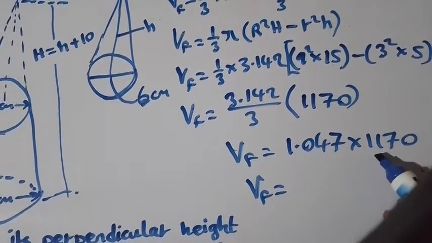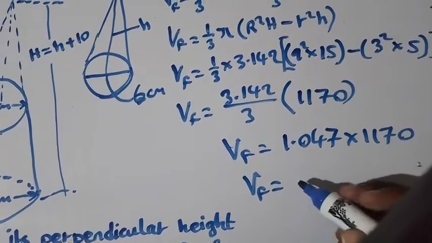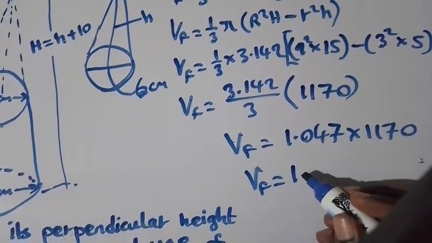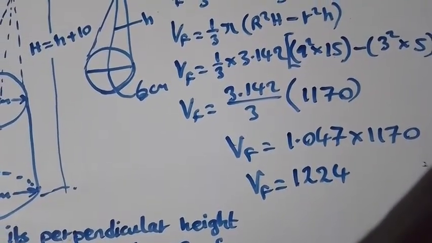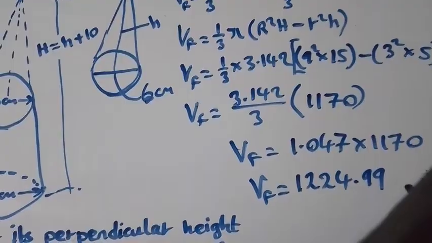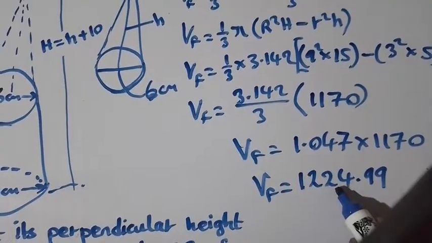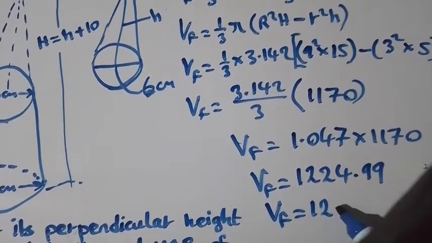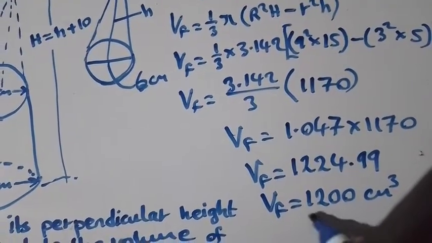After punching 1170 times 1.047, our answer is coming out to be 1224.99. Now to 3 significant figures, we have to round off here, which is going to be volume of the frustum equal to 1200 cubic centimeters.